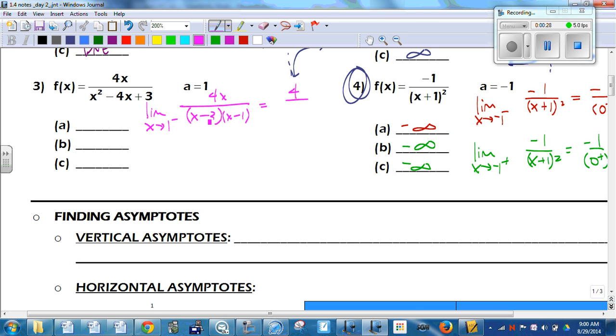But as we look at this, on top, we're going to be approaching 4. Bottom here, 1 minus 3 is going to be negative 2. The left or right part really doesn't matter there. It only matters when it's a 0 because that tells us positive or negative. This factor, when we put 1 in, we're approaching 0, but since we're doing it from the left, we're approaching 0 from the left.